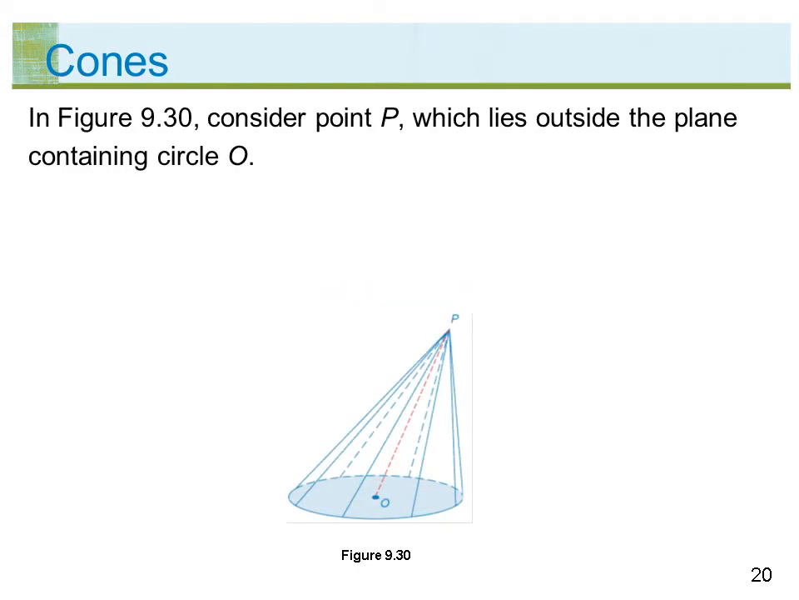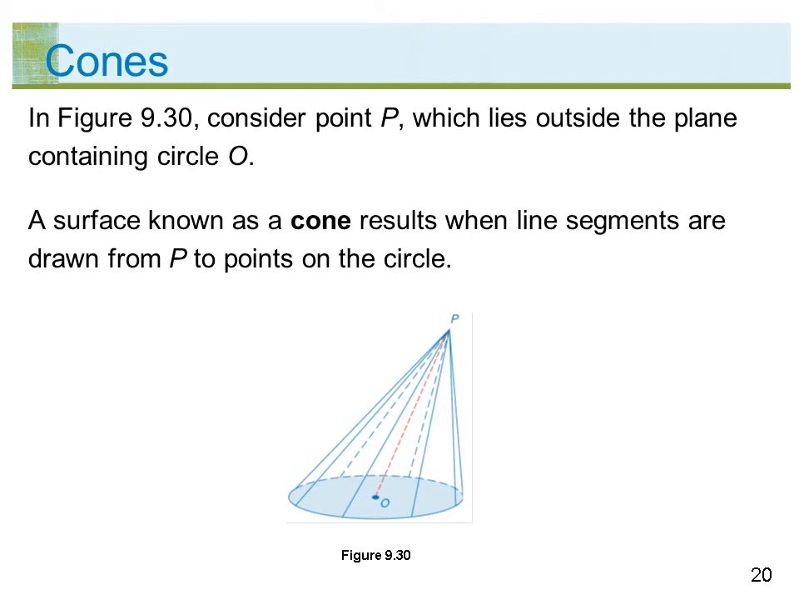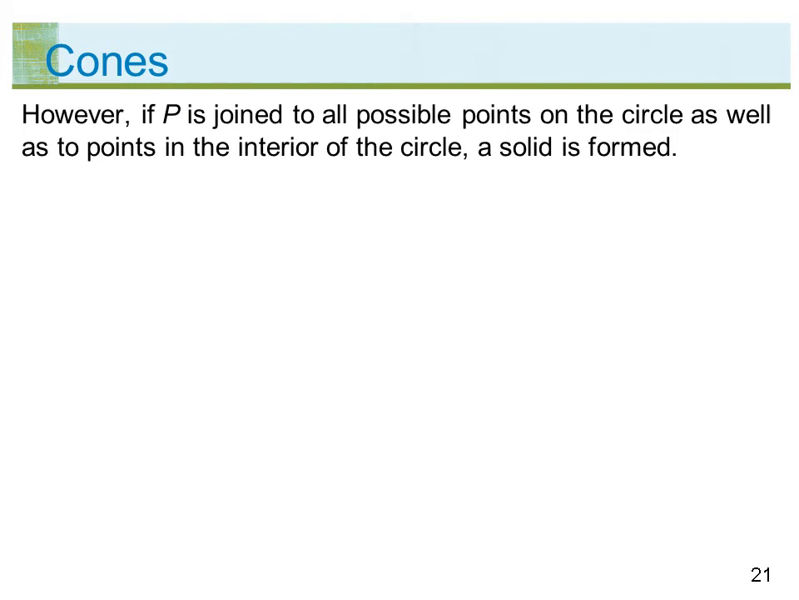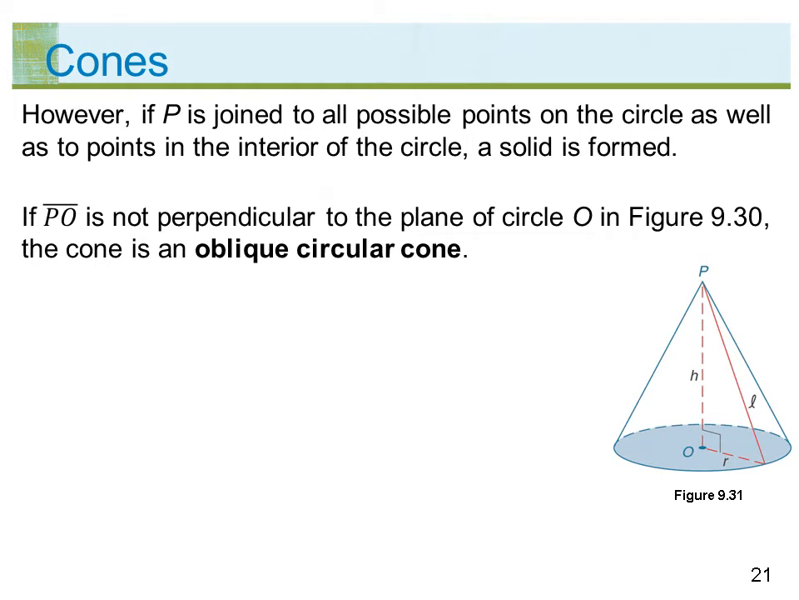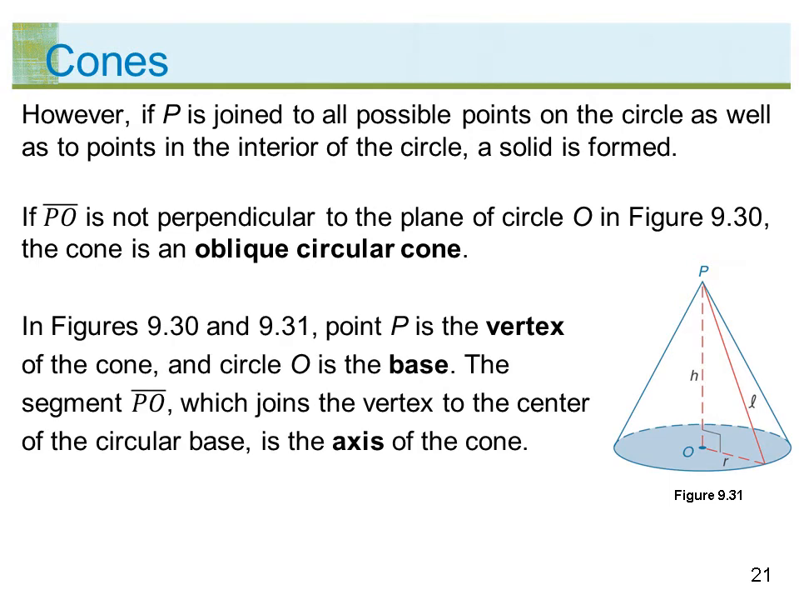In figure 9.30, consider point P, which lies outside the plane containing circle O. A surface known as a cone results when line segments are drawn from point P to points on the circle. However, if point P is joined to all possible points on the circle, as well as to points in the interior of the circle, a solid is formed. If segment PO is not perpendicular to the plane of circle O in figure 9.30, the cone is an oblique circular cone. In figures 9.30 and 9.31, point P is the vertex of the cone, and circle O is the base.